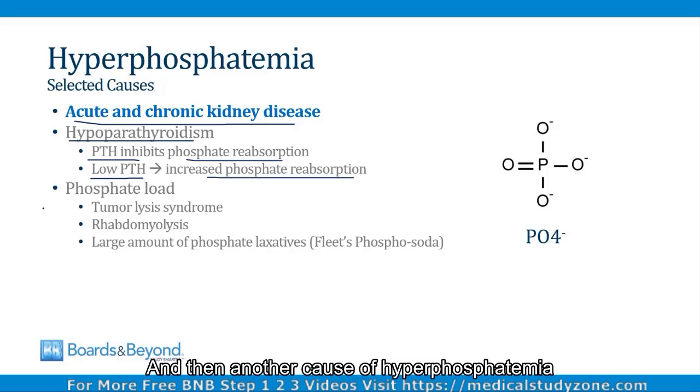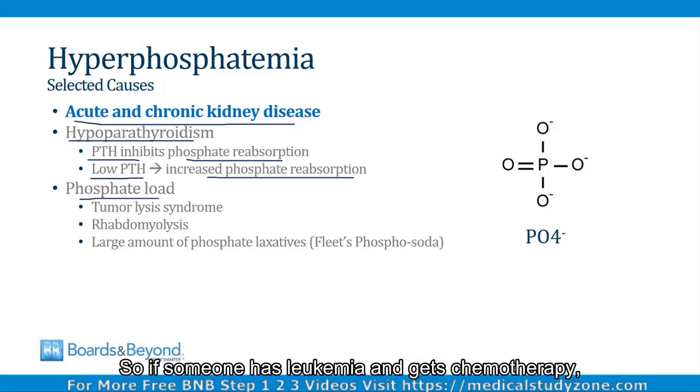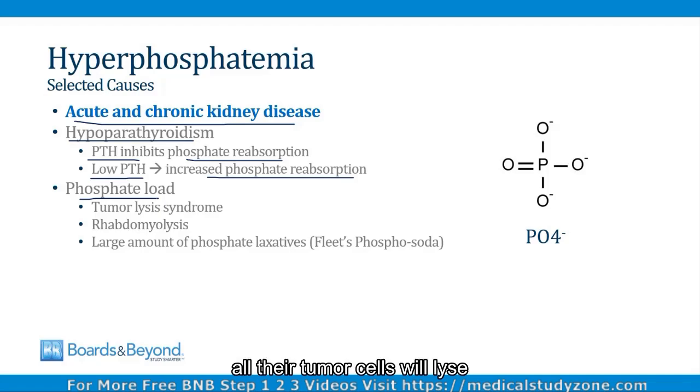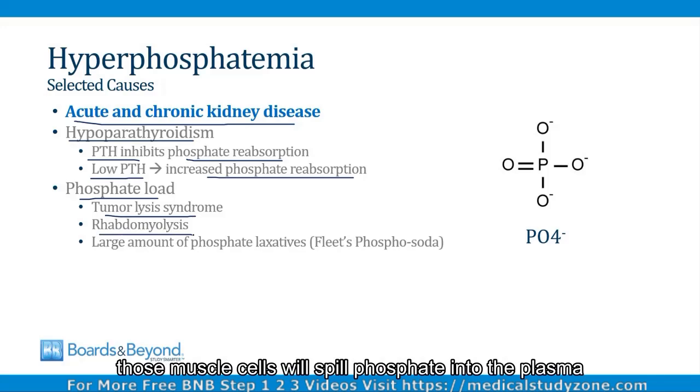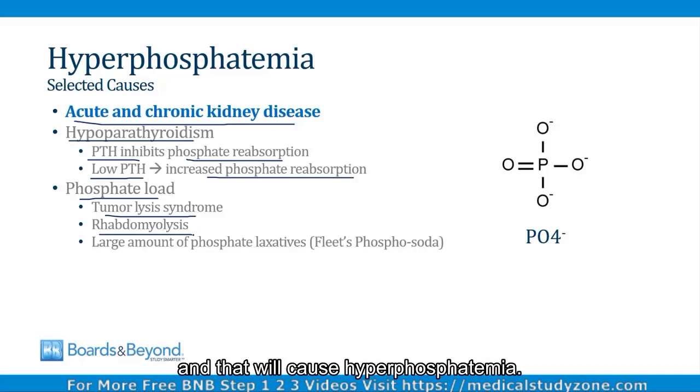And then another cause of hyperphosphatemia is a phosphate load. So if someone has leukemia and gets chemotherapy, all their tumor cells will lyse and spill phosphate into the blood, and this will cause hyperphosphatemia. This is one element of what's known as the tumor lysis syndrome. If a patient has rhabdomyolysis and has diffuse muscle damage and necrosis, those muscle cells will spill phosphate into the plasma, and that will cause hyperphosphatemia.